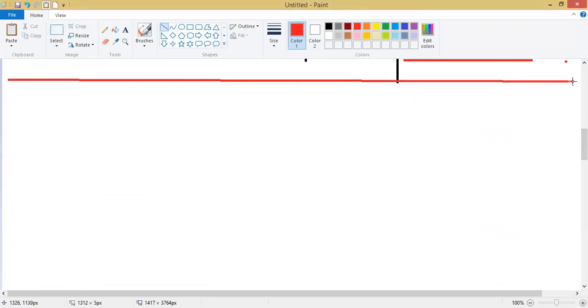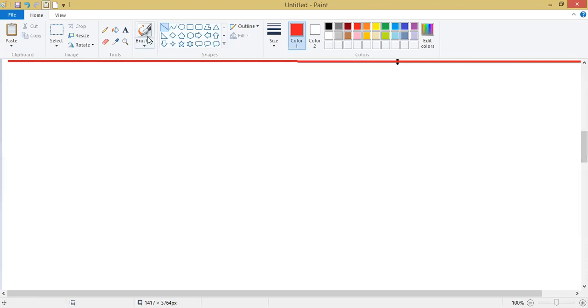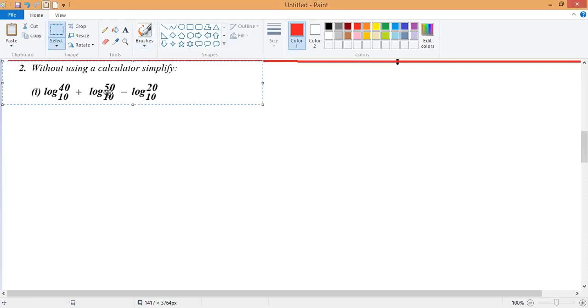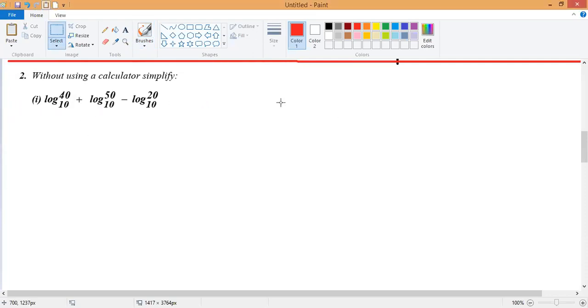Example 2. I want us now to shift to simplifying more than one logarithm at a time. Example 2, without using a calculator, simplify. Our Roman 1 is that.